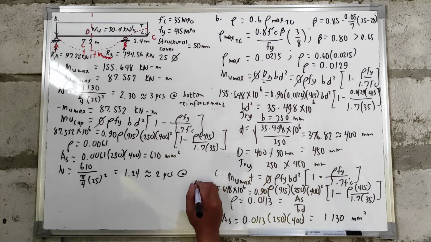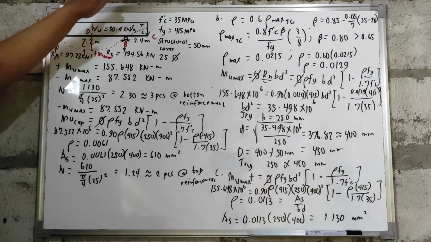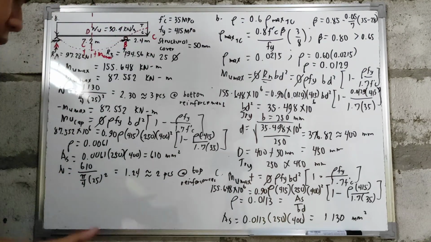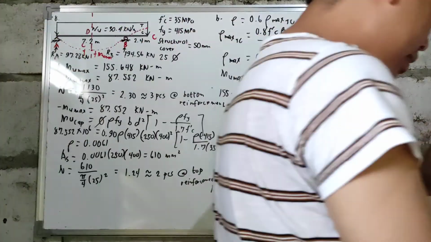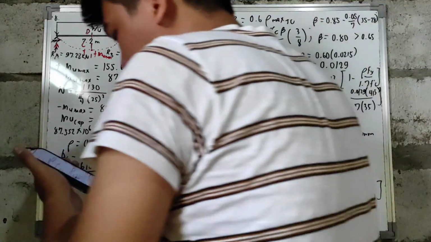at top reinforcement. Sir, bakit po at top reinforcement? Kasi nga, since negative yung moment natin, yung tension sa taas, compression sa baba, yung tension natin nasa taas, kaya top reinforcement yung mangyayari. And after that, we will now check yung ductility niya. So, check for ductility for the next step.